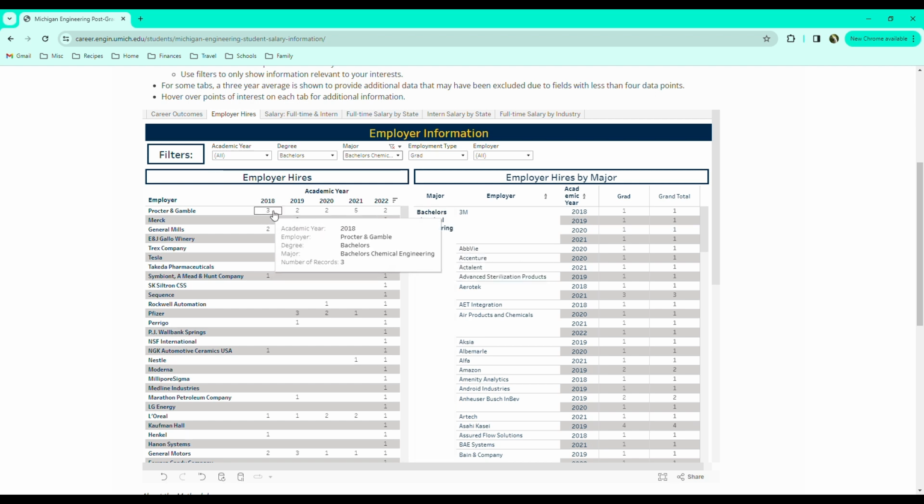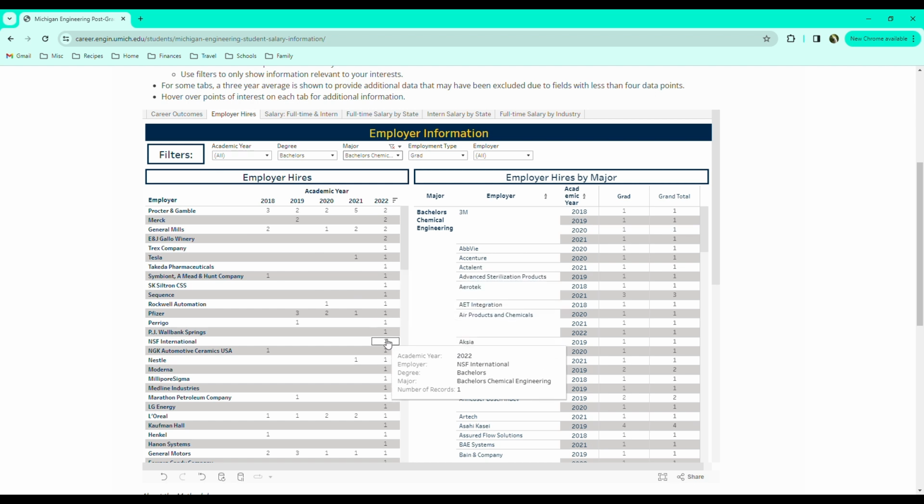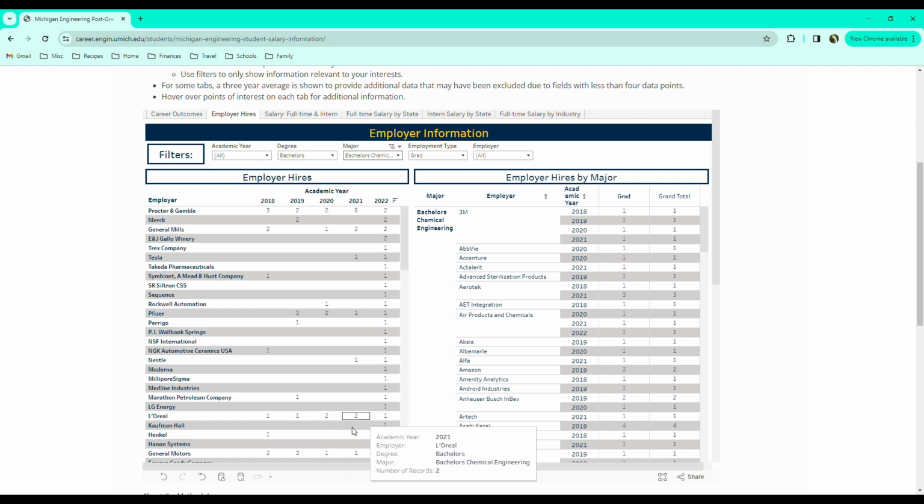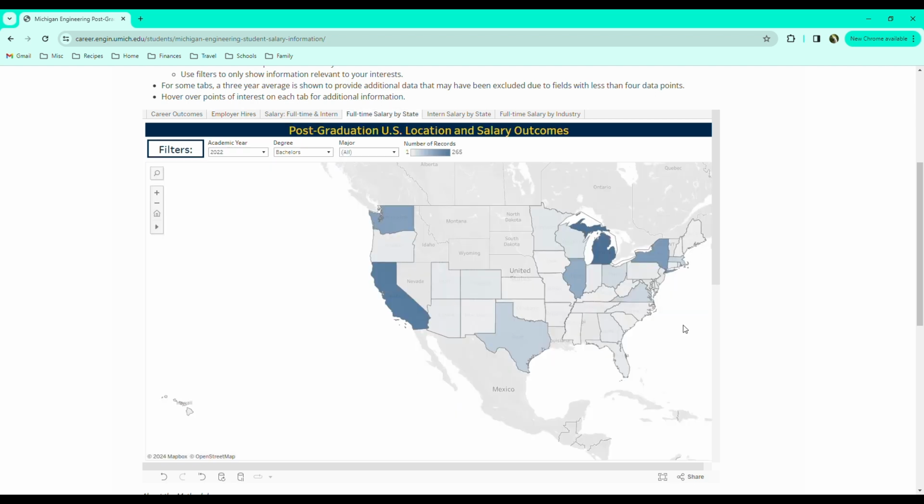Also, one of the reasons I left the years is you can tell Procter and Gamble's pretty consistent. Every year they're hiring people, but some of these other ones, they're not consistent. So it may be that they don't go to the school. Maybe they just happen to have a connection with a student, or the student applied. But for those that have hires every single year, you can be pretty certain that those companies are hiring at the school. So then we come to the post-grad information by location.